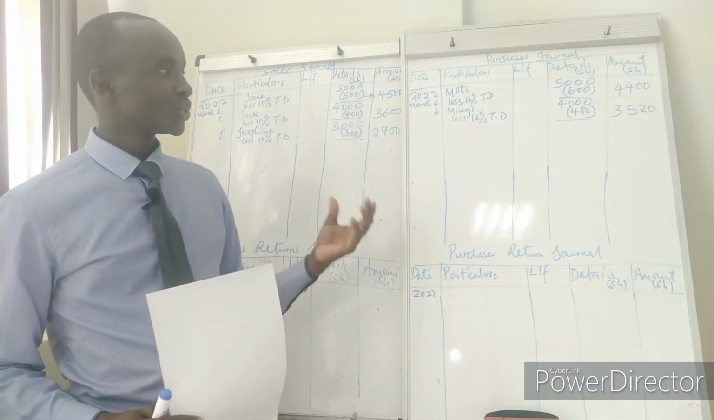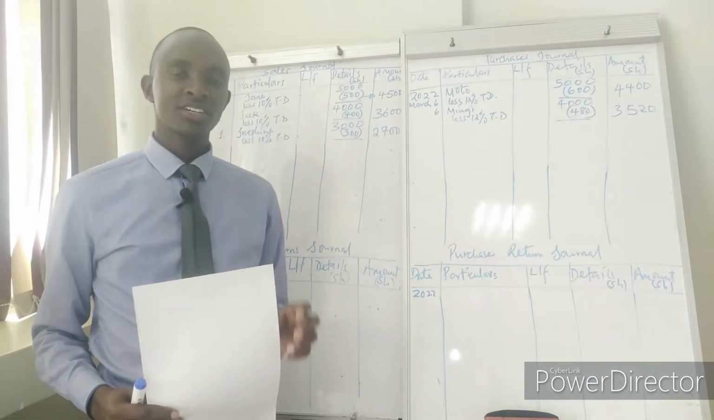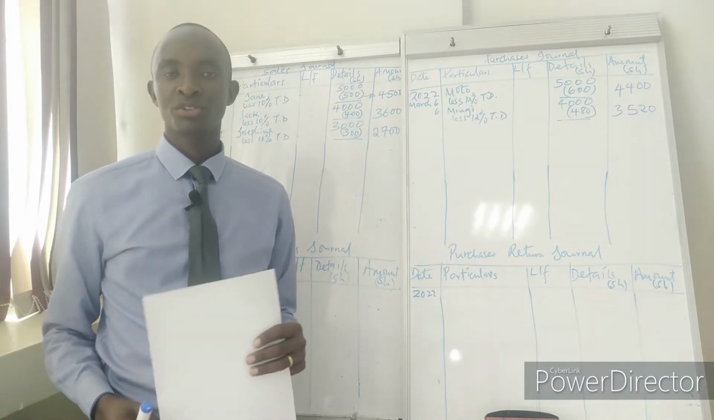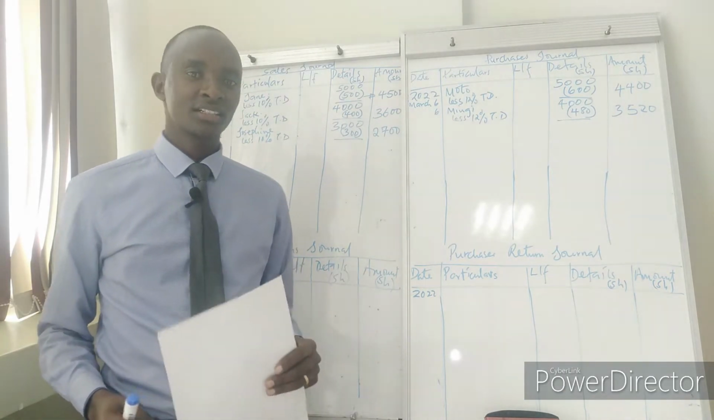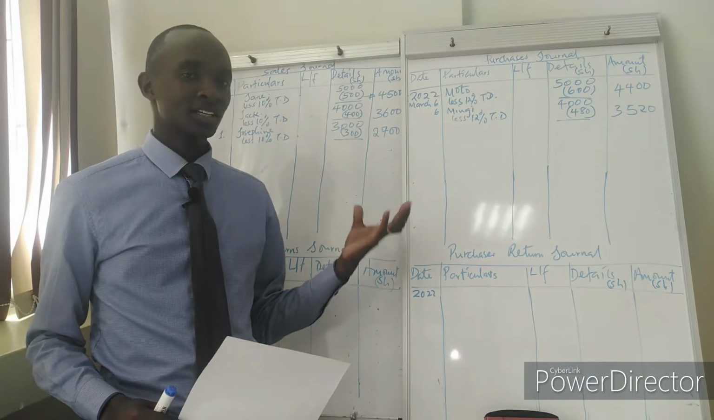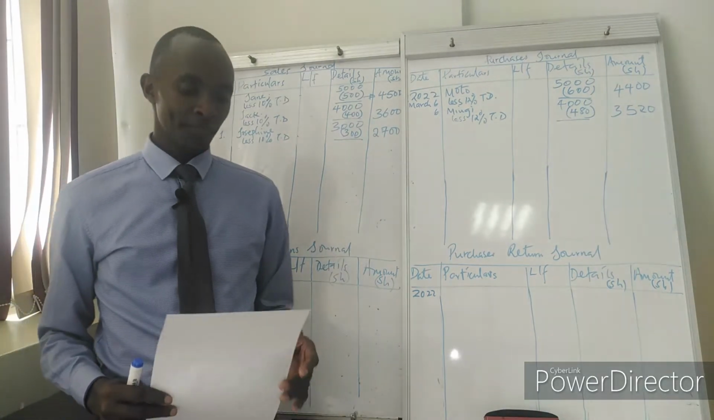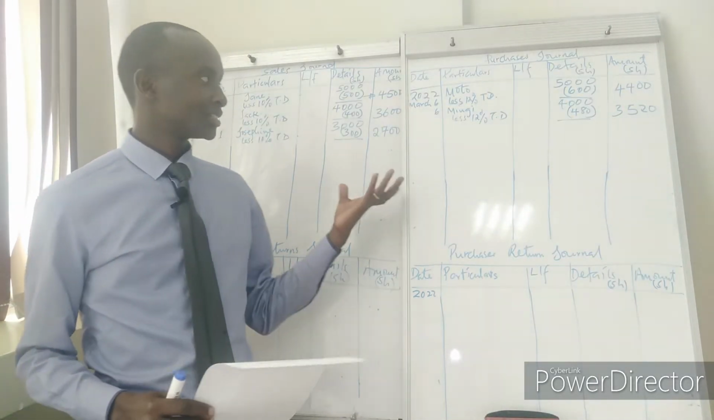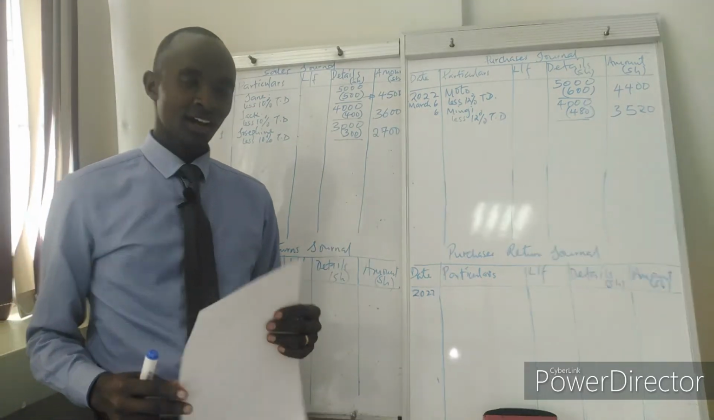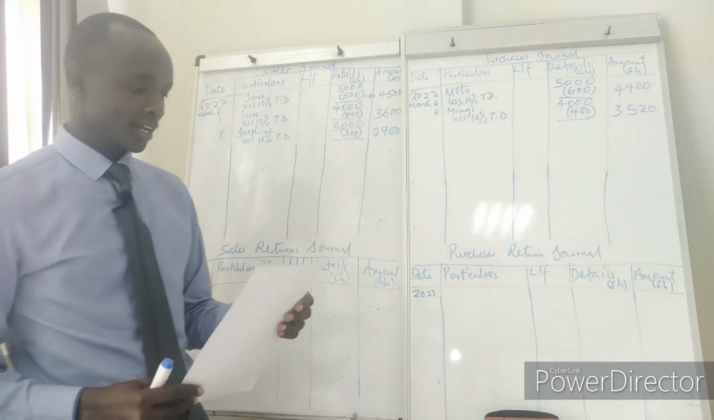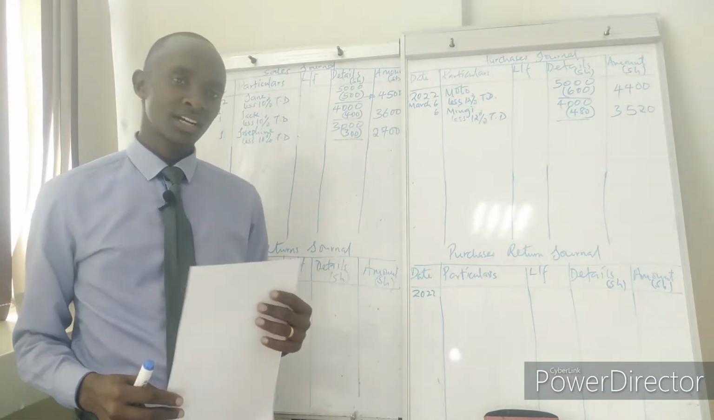Today we are going to continue with our previous illustration on preparation of subsidiary books, and we looked at an example here. There is a question that we are attempting and we left it at this point. So today I want us to continue the same, finish it, and then we close off these accounts.